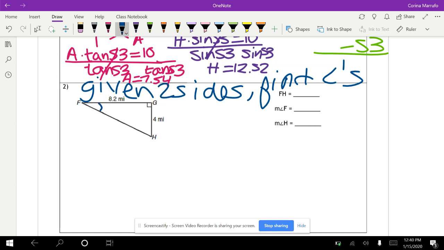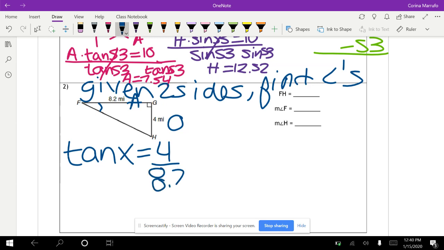So if I pick F, then that means that the 4 is my opposite, and that means that the 8.2 is my adjacent. Okay, so then that means we're going to use tangent of X. We don't know what the angle is. That's what we're looking for, is equal to our opposite, which is 4, over our adjacent, which is 8.2. So this is exactly what we were doing yesterday. Now to cancel out this tangent to solve for X, we have to use inverse tangent.